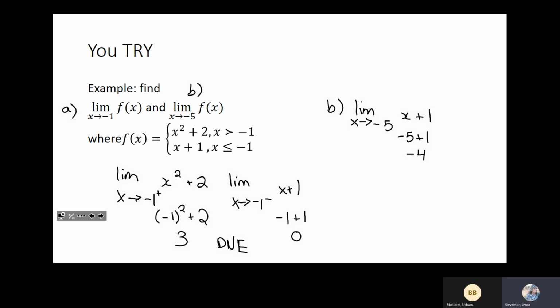Part B, as we approach negative 5, we only need to use the bottom, which is our linear function x plus 1, which is for x less than negative 1, and we get negative 4. Any questions with this?